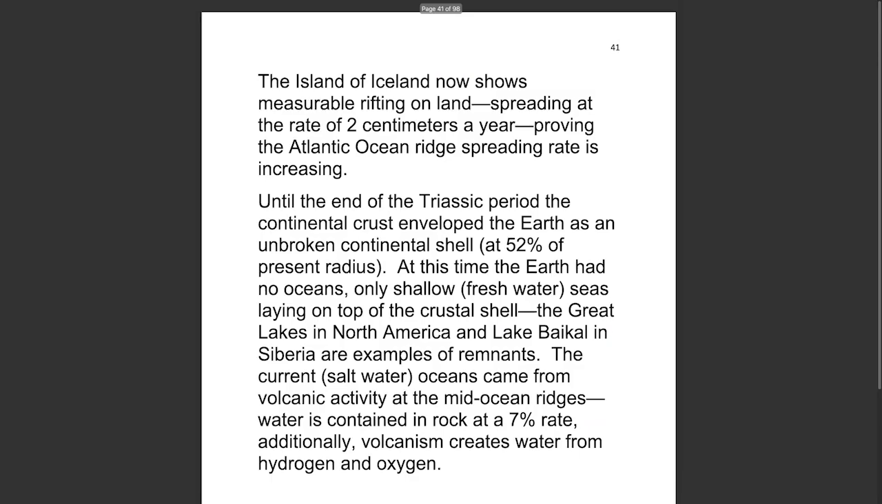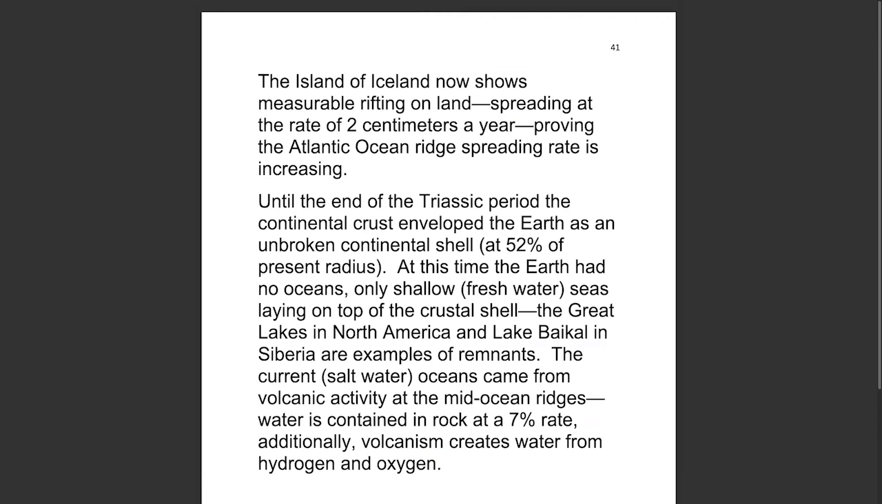The island of Iceland now shows measurable rifting on land, spreading at the rate of 2 centimeters per year. That proves that the Atlantic Ocean ridge spreading rate is increasing because it's now happening on the island of Iceland.